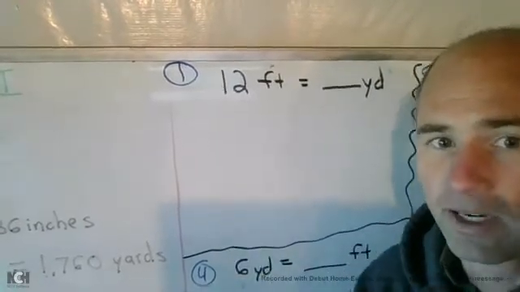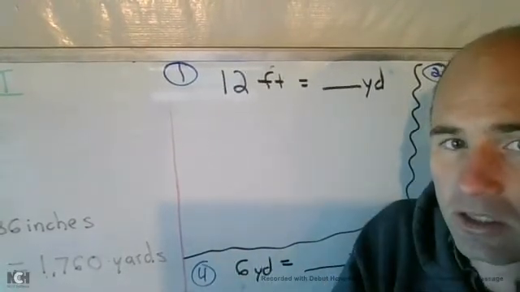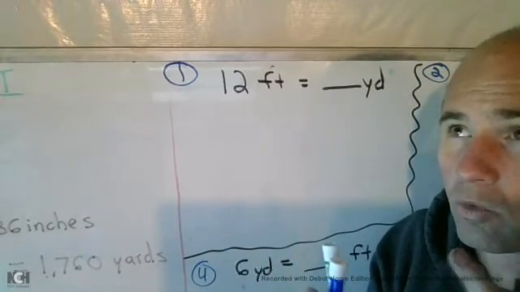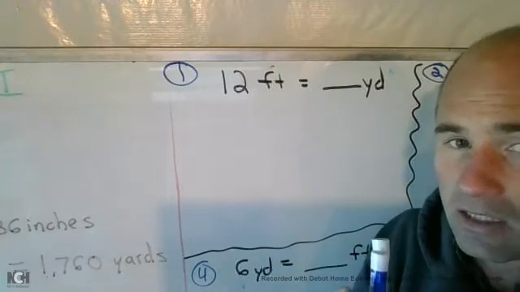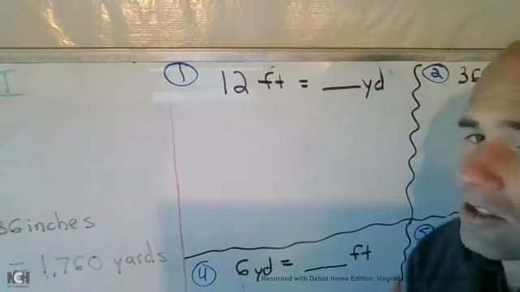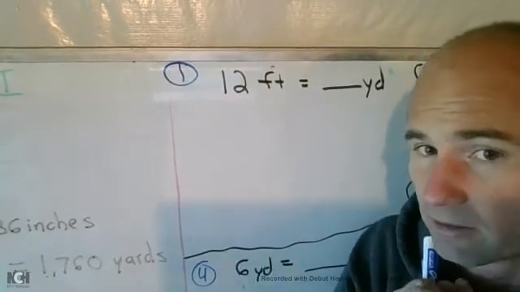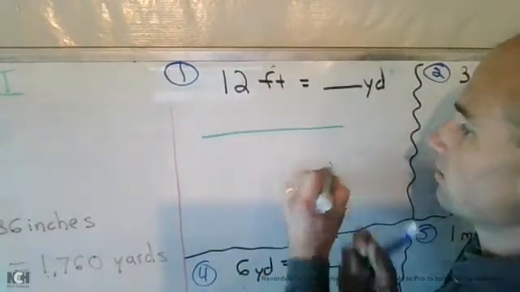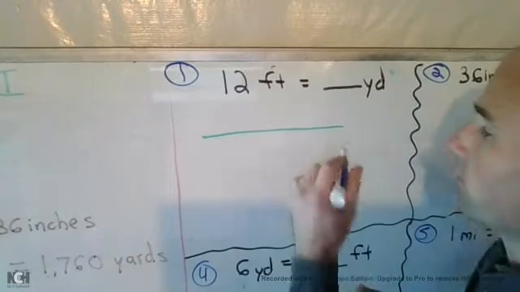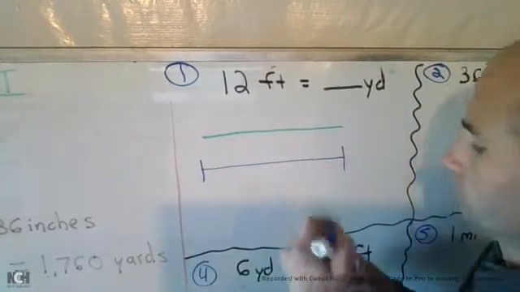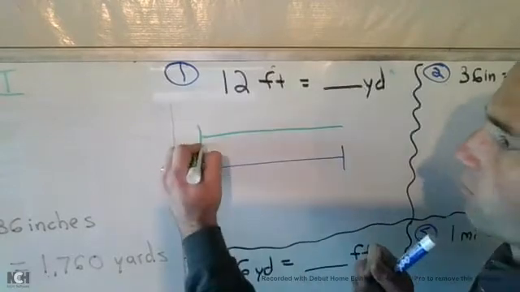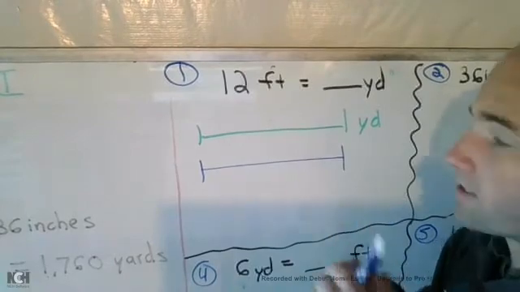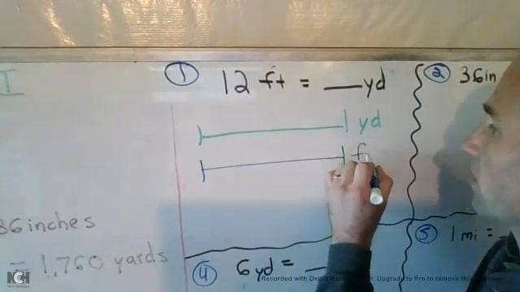All right, so number 1, 12 feet equals how many yards? All right, so what do we know? We know that there's 1 yard in every 3 feet. So I'm going to do something called a double number line to help me picture this easier. I'm going to make a number line here and another number line here. The first number line, we're going to call our yard number line. The second number line, we're going to call our feet number line.